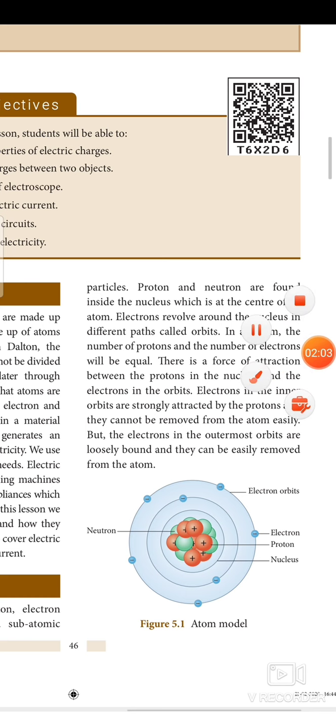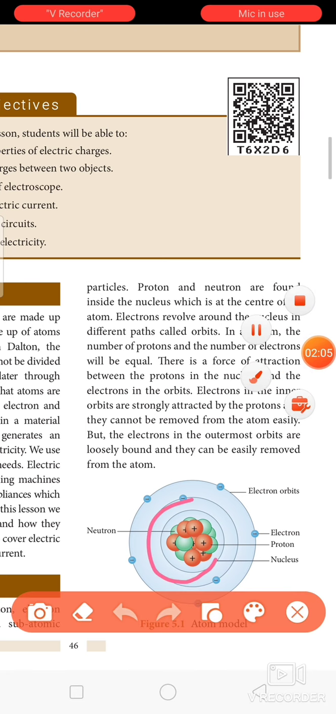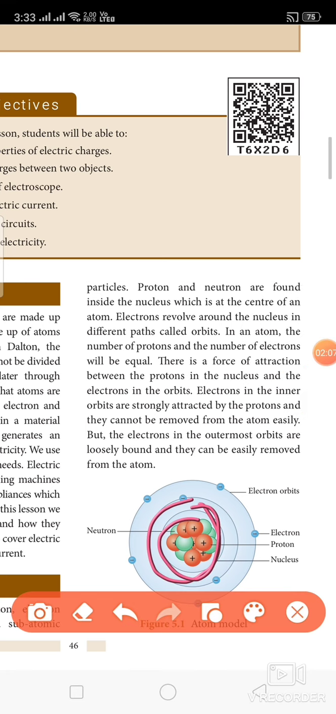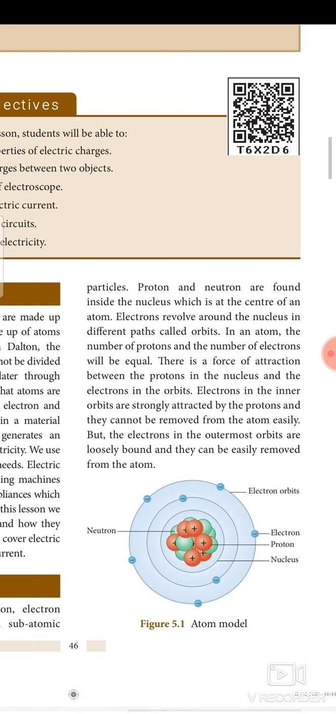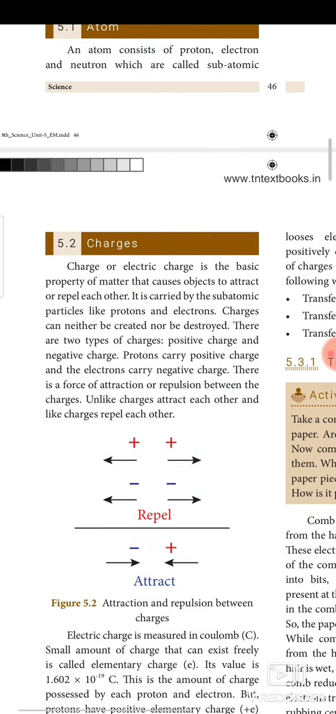So what are the inner orbit electrons? This is the innermost orbit, this is next, and this is the outermost orbit. So electrons in the outermost orbit are loosely bound, so they can be removed from the atom easily. The innermost electrons cannot be removed easily, because the outermost orbits are loosely bound and they can be easily removed from the atom. Okay. So next we need to see about charges.